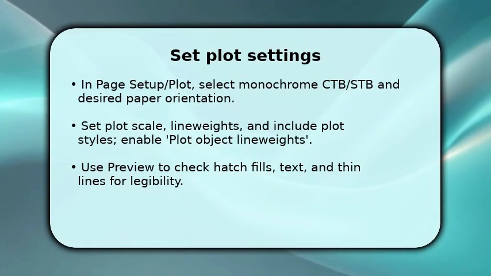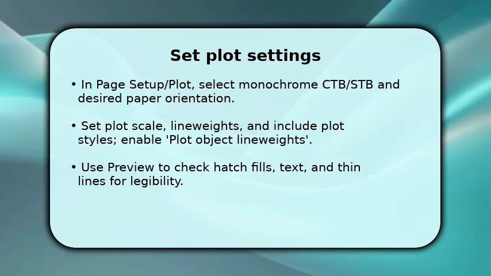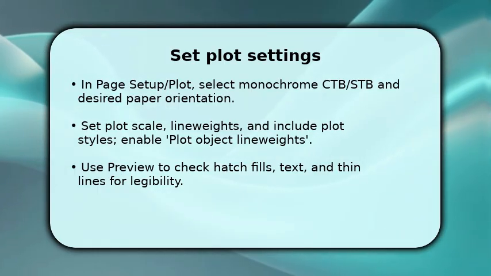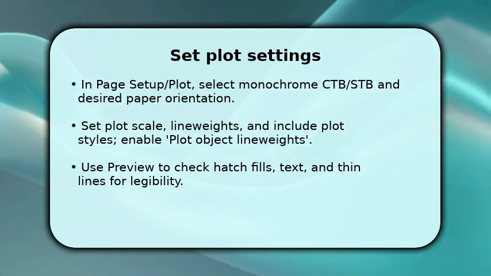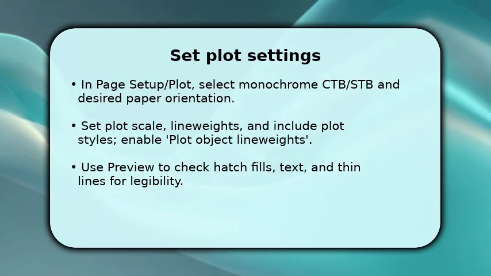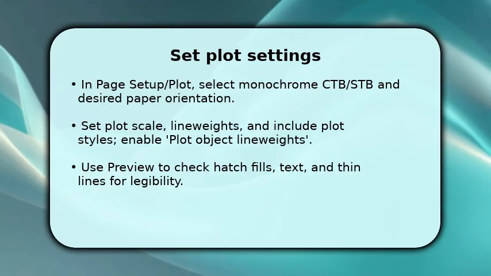Next, configure the page setup and plot dialog precisely. Choose the monochrome CTB or SDB you prepared and confirm paper size and orientation. Then set plot scale and verify line weights so thin details remain visible. Make sure plot object line weights and plot style options are enabled.